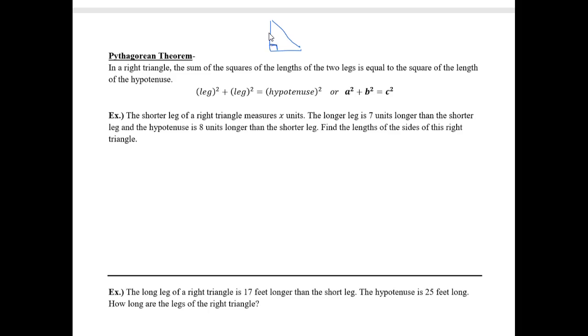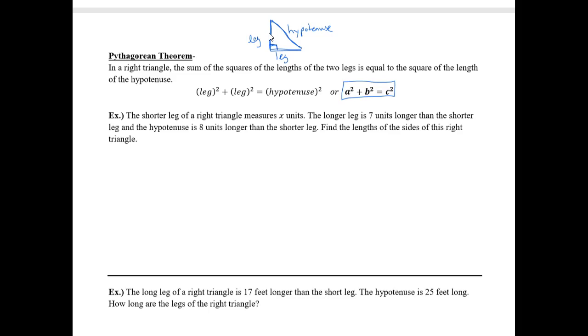On that right angle, the two sides that form it are called the legs, and the longest side of the triangle is the hypotenuse. You may have heard this formula before: the squares of the legs added together equal the square of the hypotenuse. That is the Pythagorean theorem, otherwise known as a squared plus b squared equals c squared. So we're going to use this formula to solve some problems.